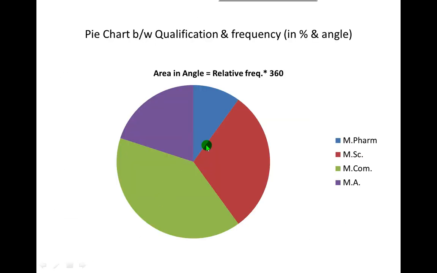So this type of graph is called a pie chart between qualification and frequency. This is percentage and angle. Area in angle is equal to relative frequency multiplied by 360 degrees. Okay, this is the third type of graph according to your syllabus.